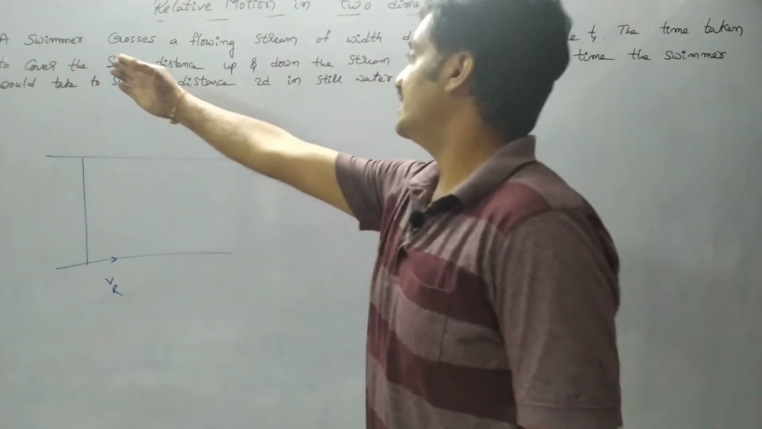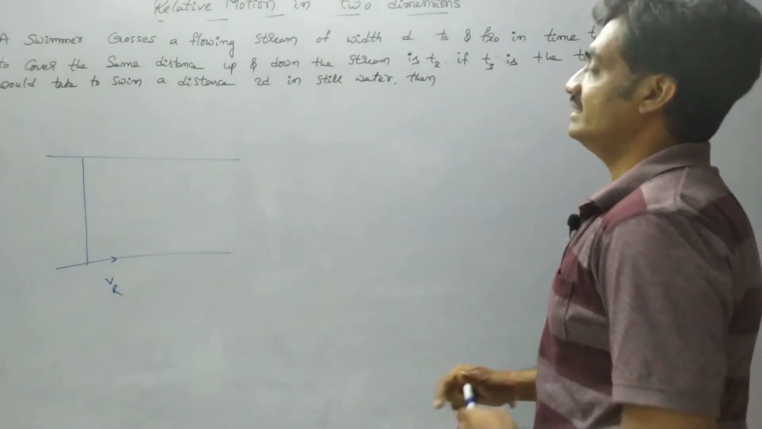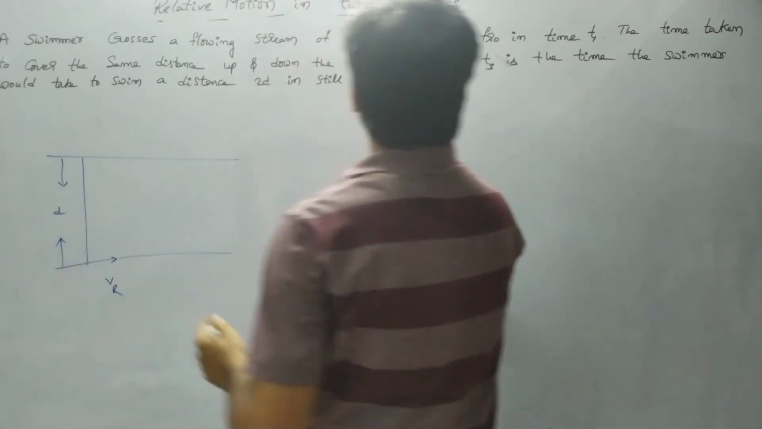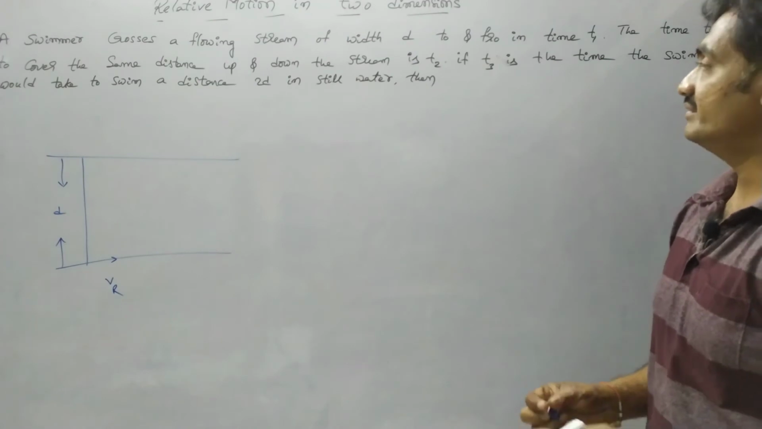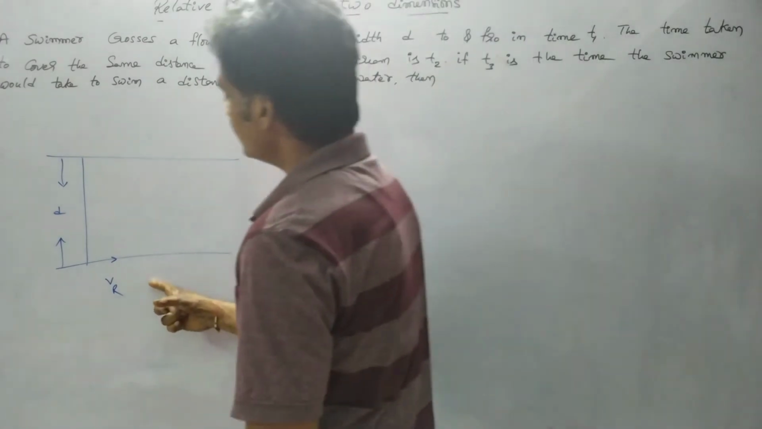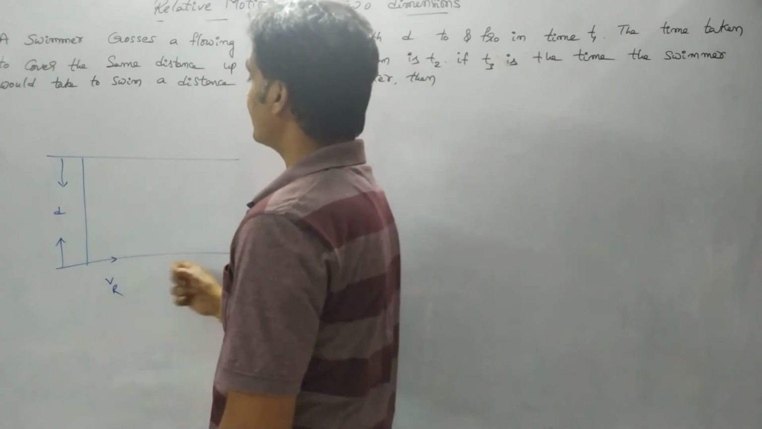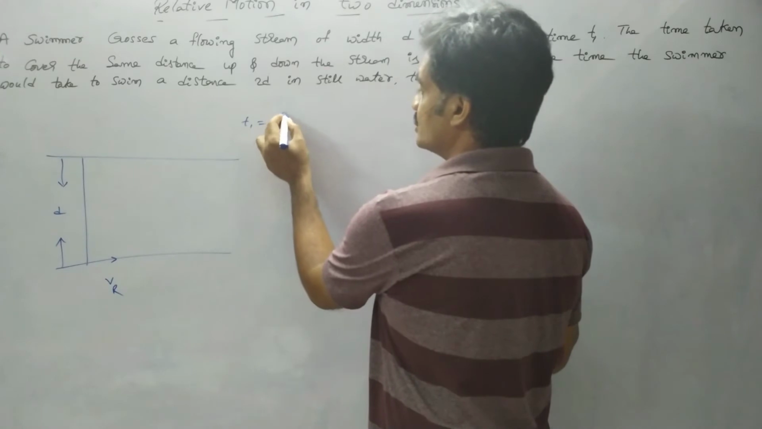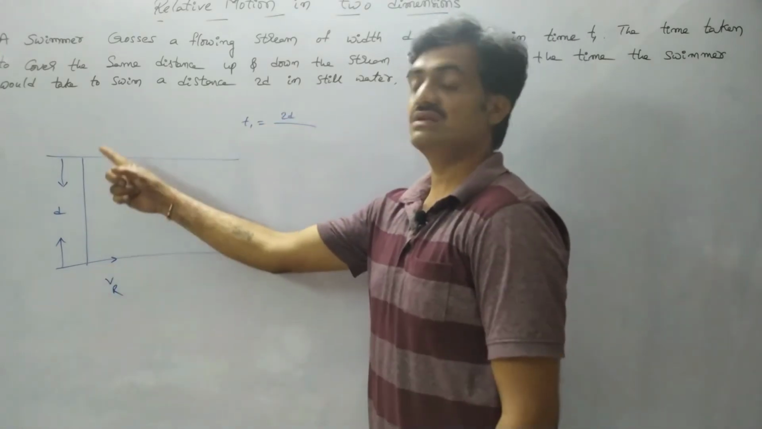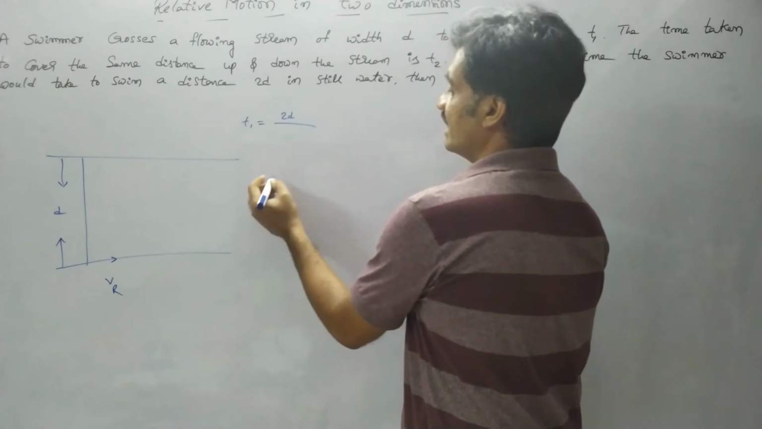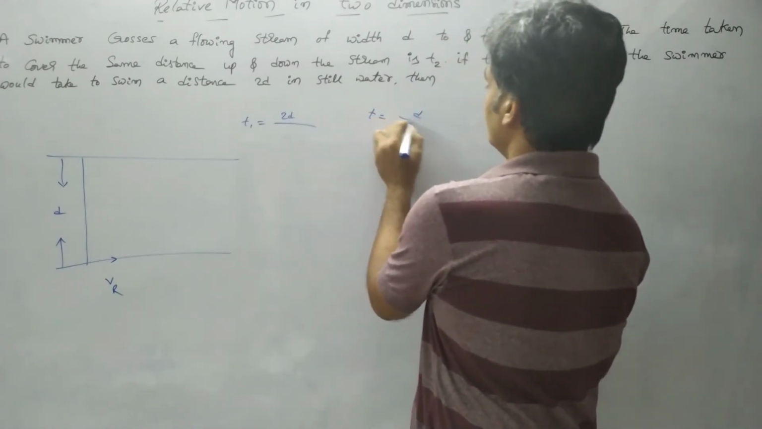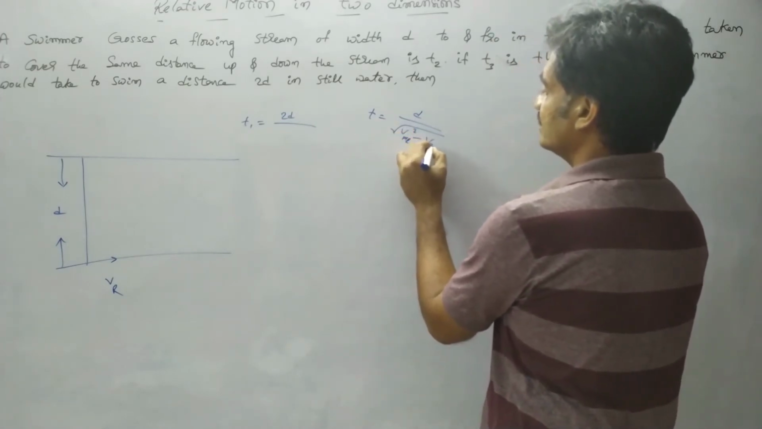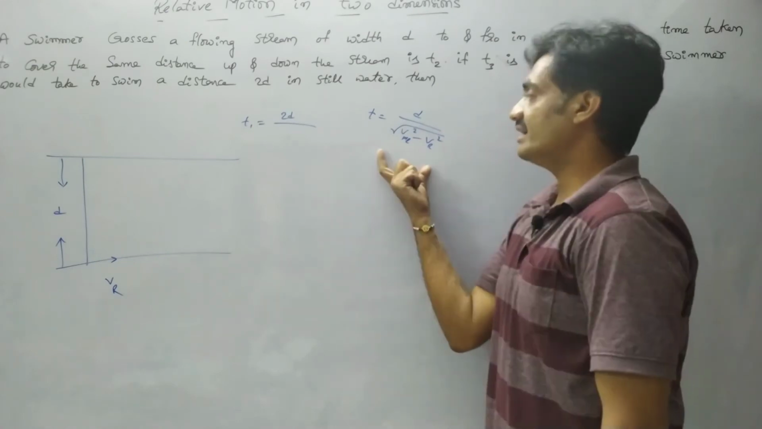So observe the first problem. A swimmer crosses a flowing stream of width d. So here the width of the river is d. To and fro in time t1. So here the person is crossing the river to as well as fro in a time of t1. So here the person crosses a width of the river as 2d. As the person crosses the river with minimum drift, we represent the time as t is equal to d by under root of v_mr square minus v_r square, which we derived previously.